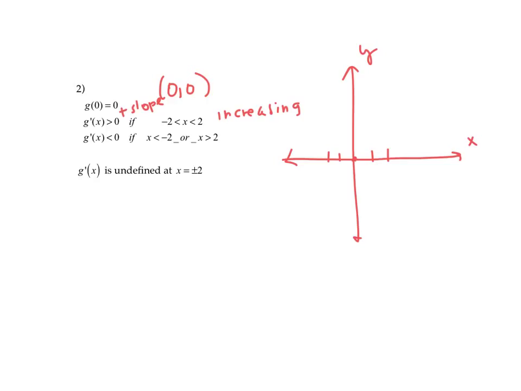The derivative g prime of x is less than 0, meaning we have a negative slope for the function, for x less than negative 2 or x greater than positive 2. And now it tells us that g prime of x is undefined at positive 2 and negative 2. So that means that we're going to have sharp turns.